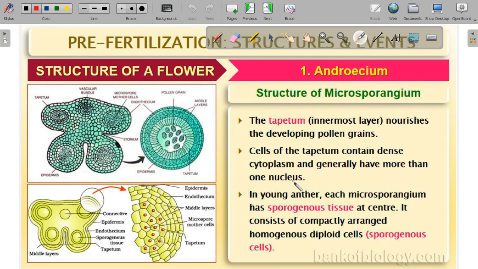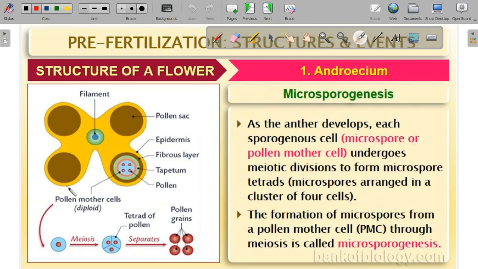When they are young, they are sporogenous tissue, and they mature into microspore mother cells. So the microspore mother cell, or pollen mother cell, undergoes meiosis 1 to form a microspore dyad, which undergoes meiosis 2 to form a microspore tetrad, and all the microspores are functional. Unlike megasporogenesis, where only one megaspore is functional, here all microspores are functional, and each and every microspore gives rise to a pollen grain.